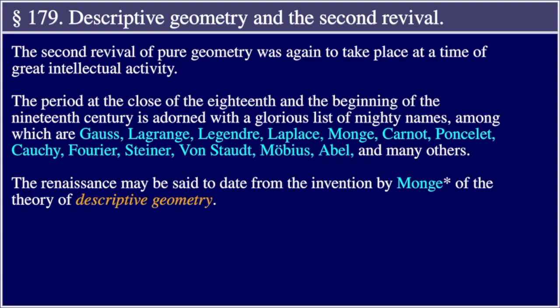The second revival of pure geometry was again to take place at a time of great intellectual activity. The period at the close of the 18th century and the beginning of the 19th century is adorned with a glorious list of mighty names, among which are Gauss, Lagrange, Legendre, Laplace, Monge, Carnot, Poncelet, Cauchy, Fourier, Steiner, von Staudt, Möbius, Abel, and many others. The Renaissance may be said to date from the invention by Monge of the theory of descriptive geometry.